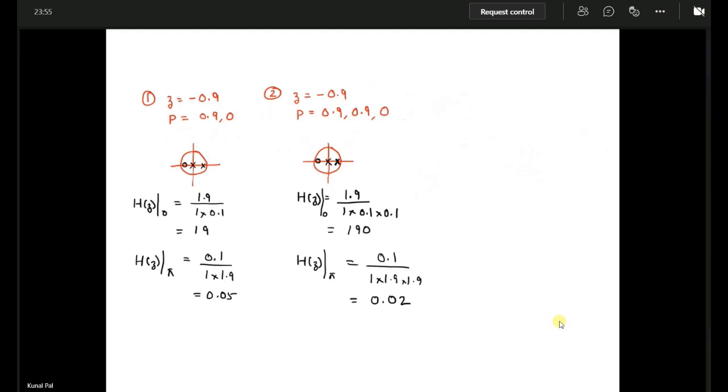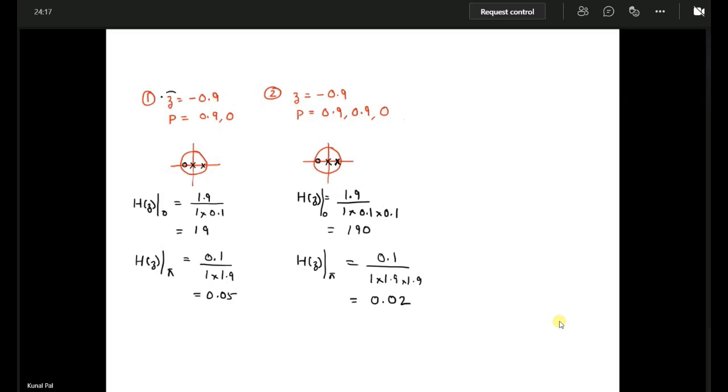Now, coming to the next question. I have two more cases. In this case, what we have is z equals minus 0.9.